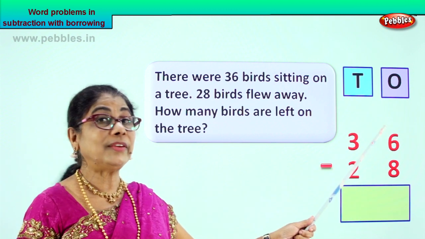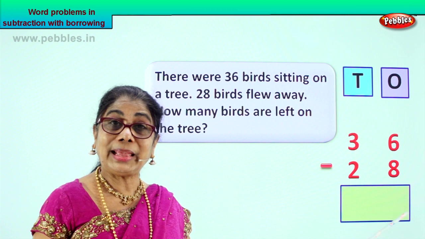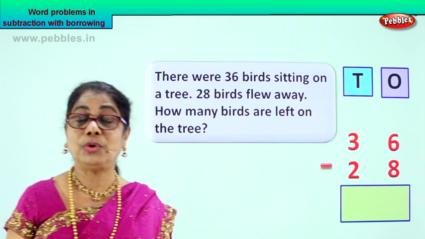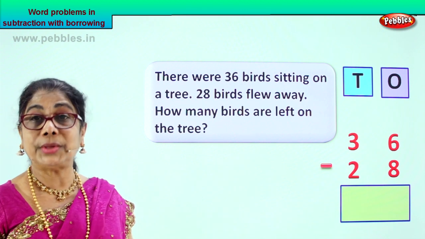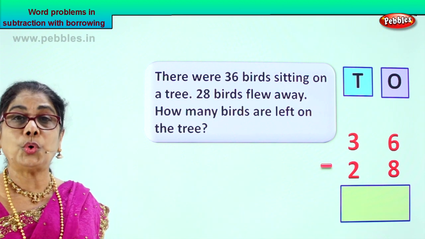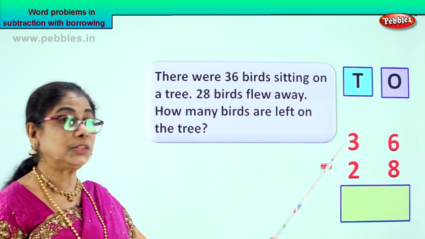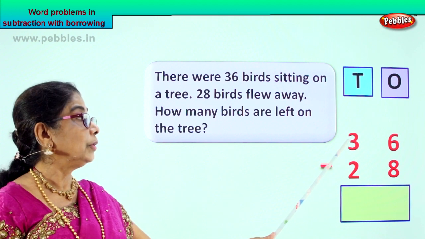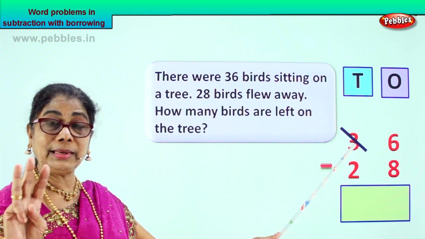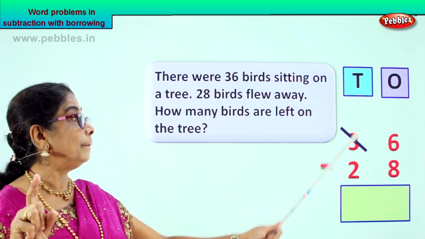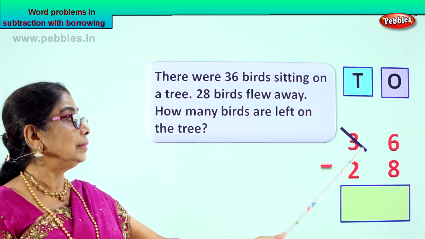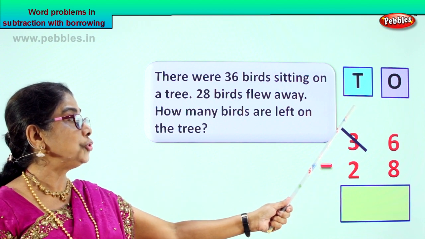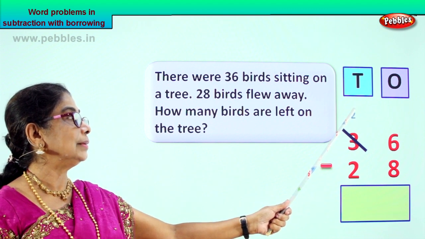In the ones place, you have 6 on the top, 8 ones down. You cannot minus 8 from 6. So, we borrow 1 ten from the tens place. So, we borrow from the 3 tens, we take away 1 ten. Balance, you will get 2 here. 3 take away 1 is 2. So, you get 2 tens here.